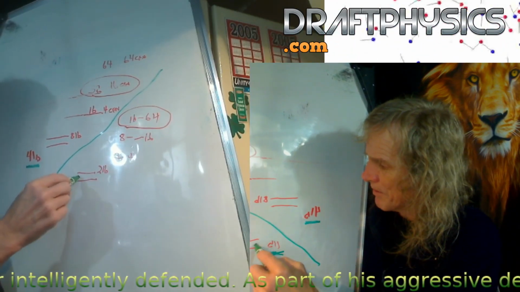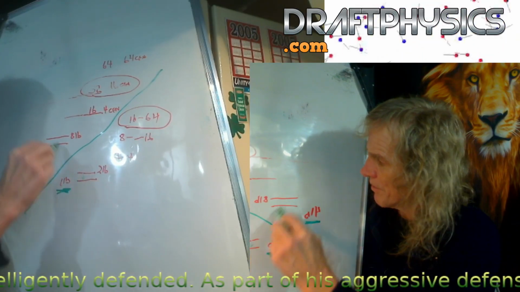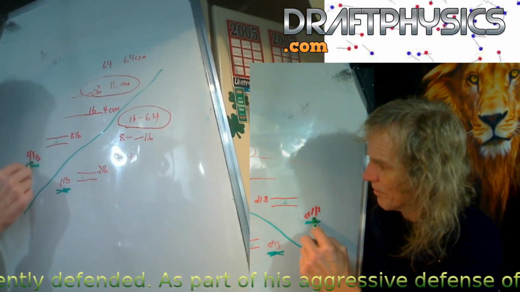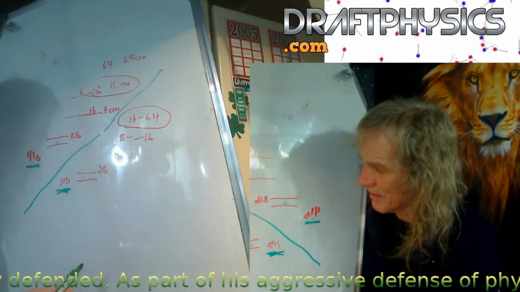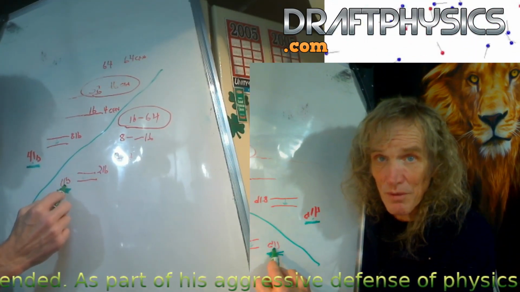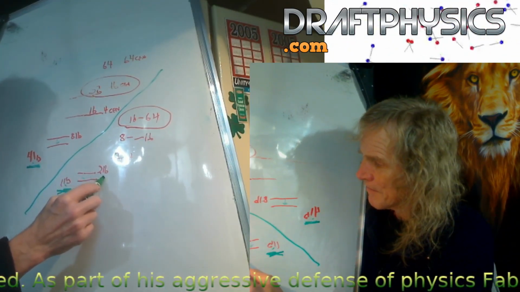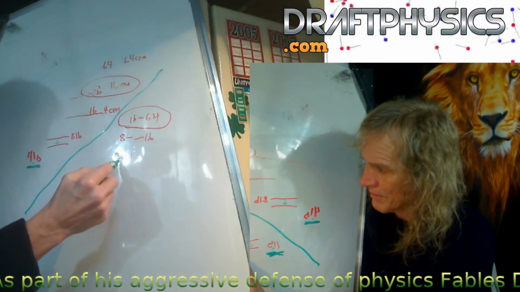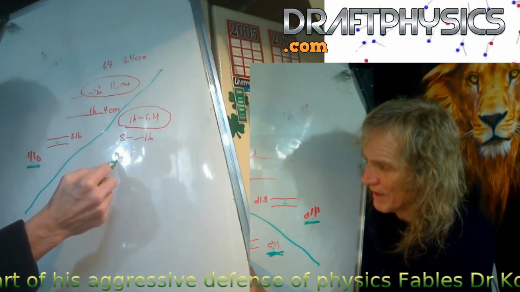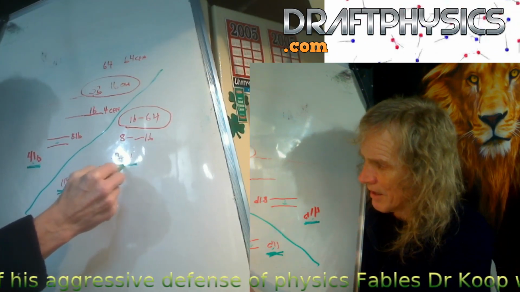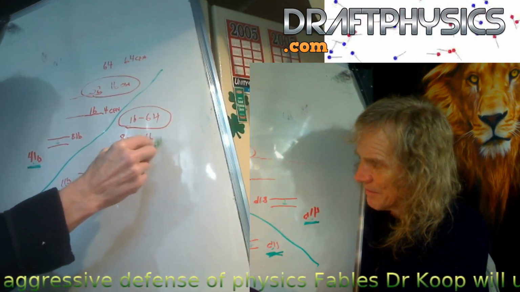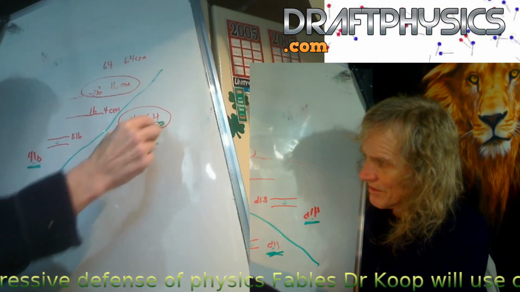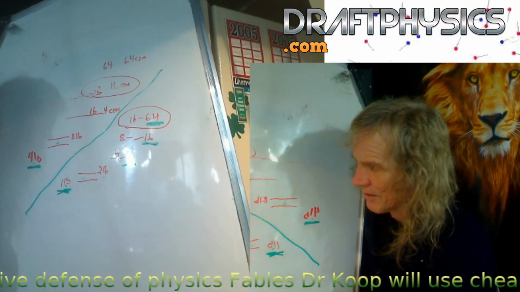When you drop them 1 centimeter, you double the weight. So the 4 pounds goes to 8 pounds after 1 centimeter. After 1 centimeter, the 1 pound goes to 2 pounds. Then you go 4 pounds. Okay, you want to double the weight. You go 4 centimeters high. And then you go 16 centimeters high. And then you go 64 centimeters high. So you're always going 4 times higher.